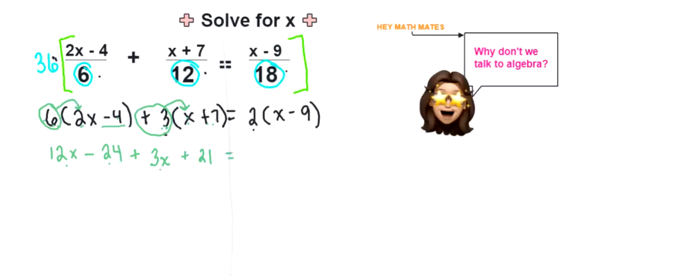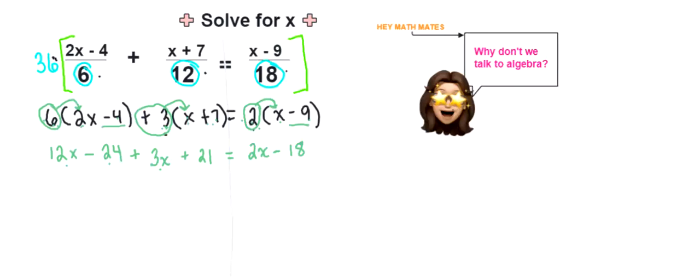Now on the right side, we need to distribute this 2 all the way through. It's a positive 2. So a positive times a positive is a positive. 2 times x, 2x. Now I got a positive times a negative, which is a negative. And 2 times 9 is 18. How are we doing? So we eliminated the fractions and then we used the distributive property.